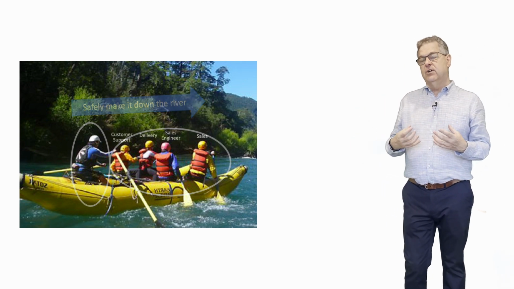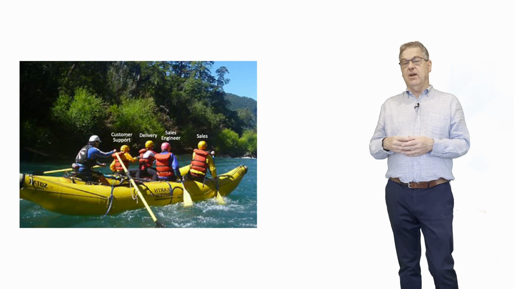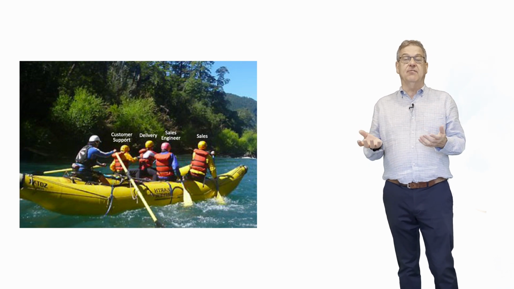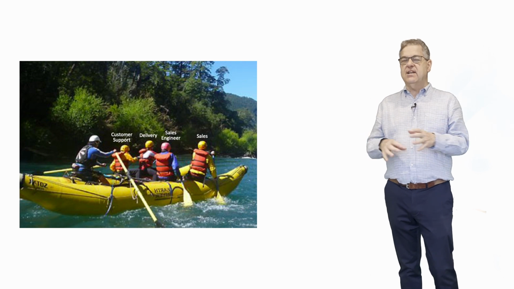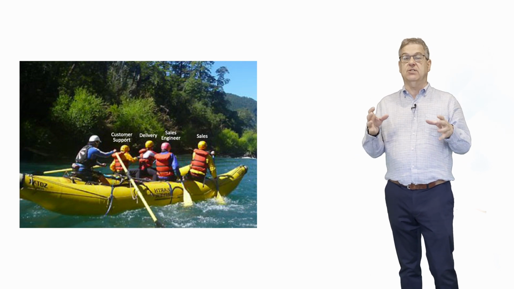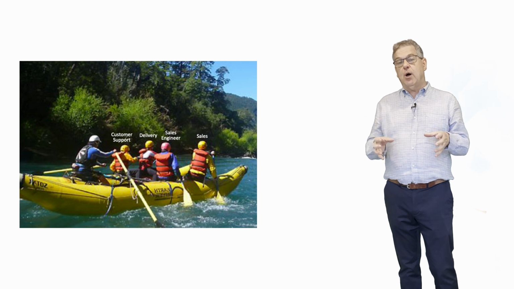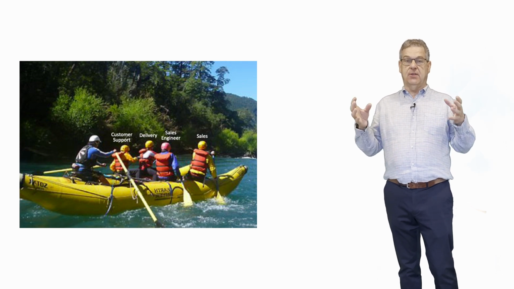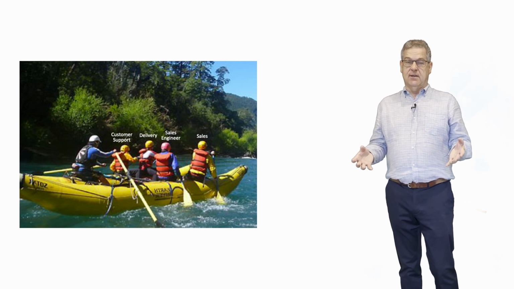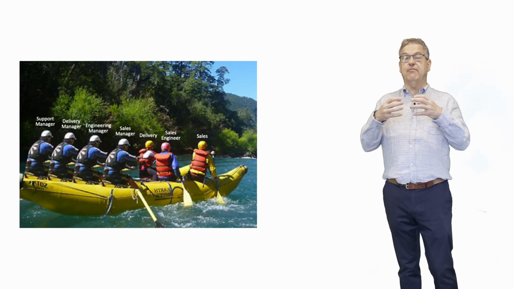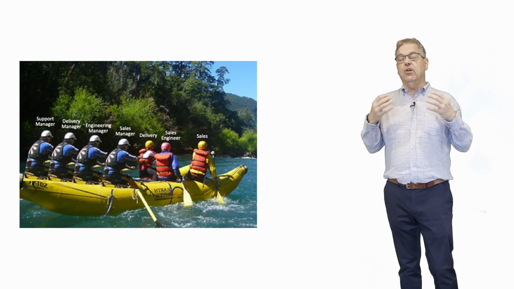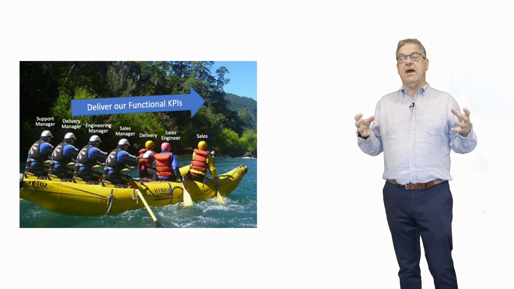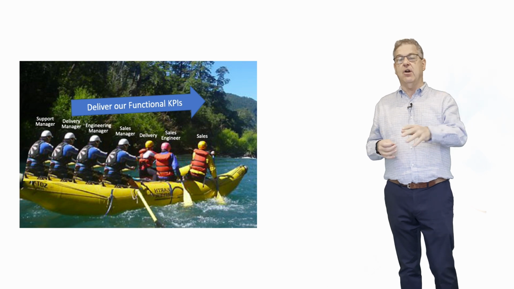Contrast that now with our functional silos. We have sales, engineering, delivery, support. While we're in this situation, nothing really changes. The team's going to work together. The problem comes when we start to put the hierarchy in place. Who do these people report to? Suddenly they're reporting to 4 managers spread across the back of the raft. Instead of a goal of making it safely down the river, each manager is saying, we need to deliver on our KPIs.